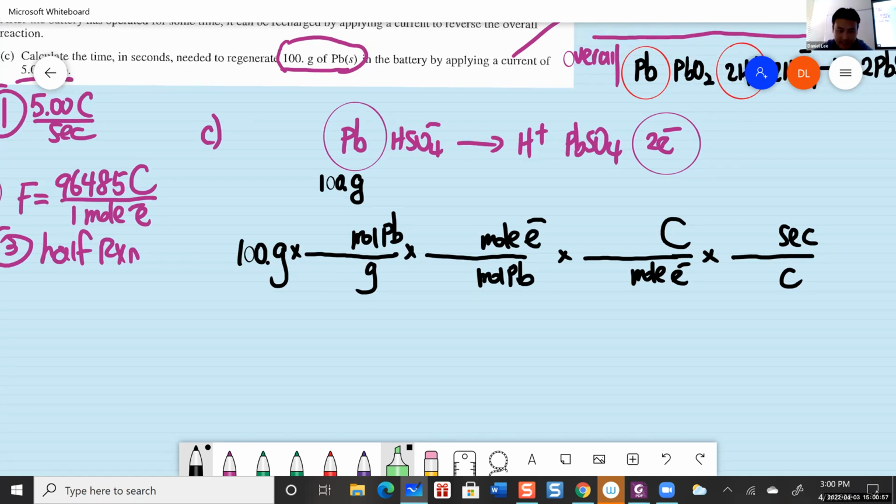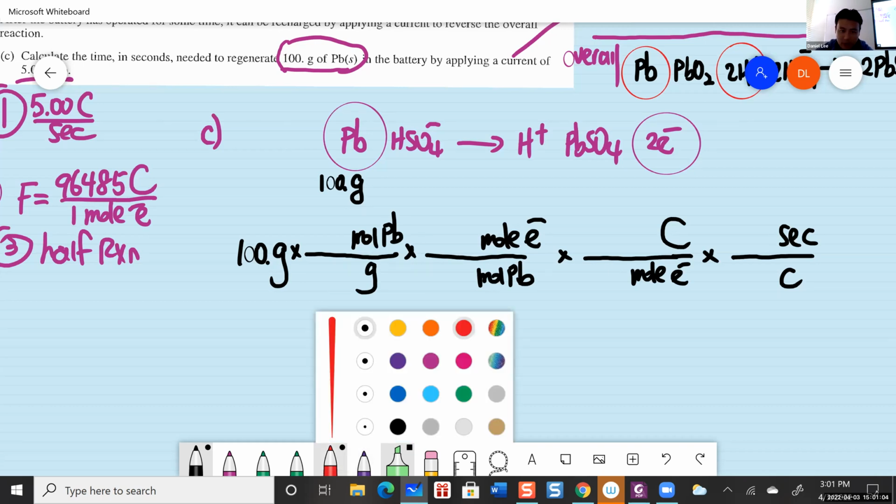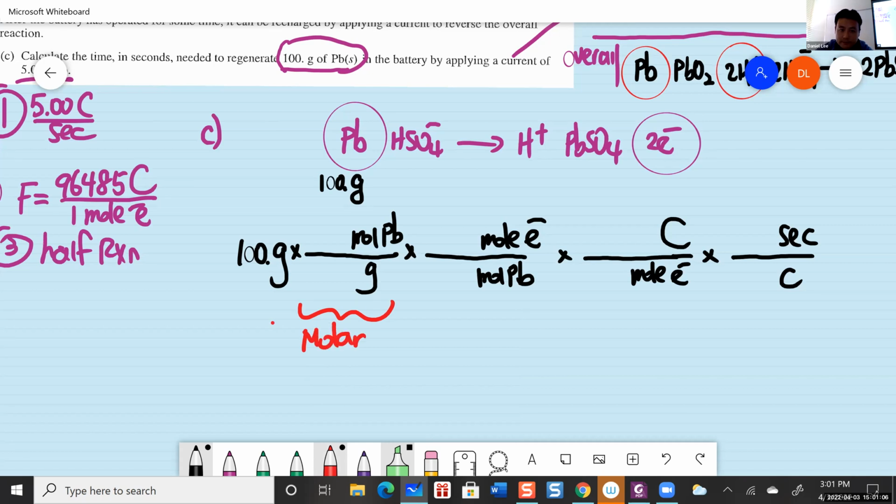We're just practicing here. But once again, you're given grams. You can't do anything with grams. So the first conversion is the molar mass. Okay? Molar mass is 207. So 1 mole is 207.2 grams. So you're done. You need 3 things. This is from the half reaction. Half reaction tells you that 1 mole of lead requires 2 moles of electron, or produces 2 moles of electron. Doesn't matter. The ratio is 2 moles of electron to 1 mole of lead.